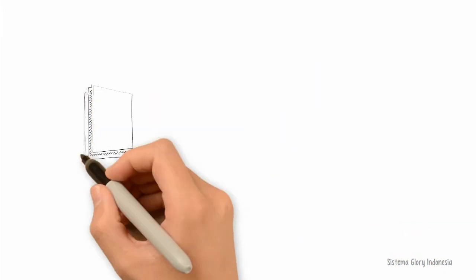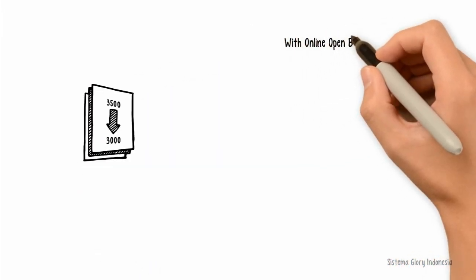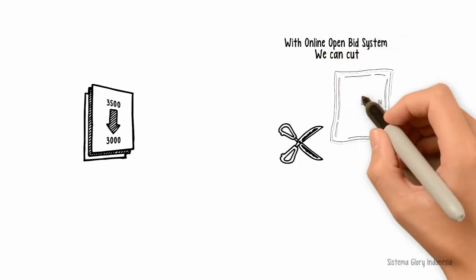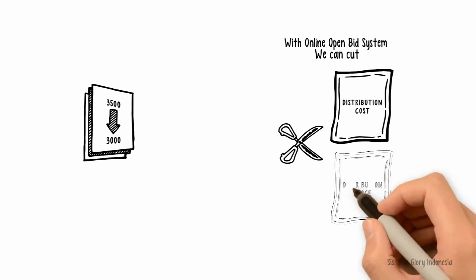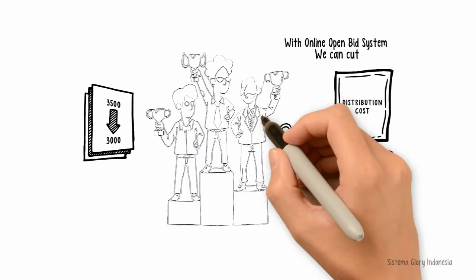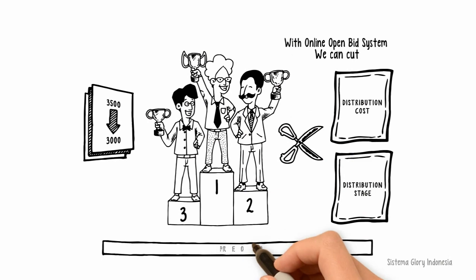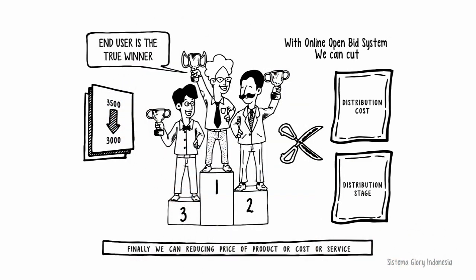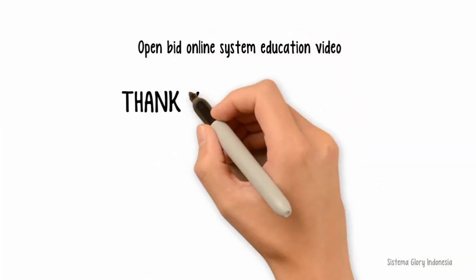Basically, whoever wins this open bid, Enkei Indonesia is the winner. When we cut off the distribution chain, we cut everything from the distribution cost, factory supply cost, maintenance cost, all the way to the sales administration cost. At the end, we are the champions.